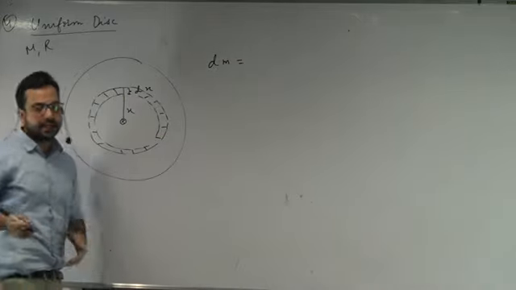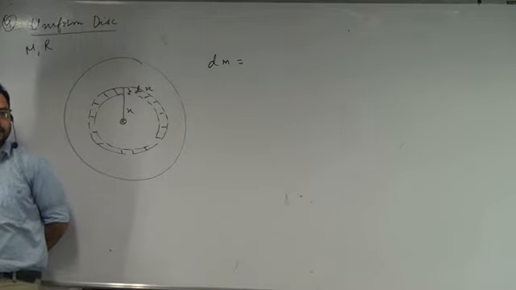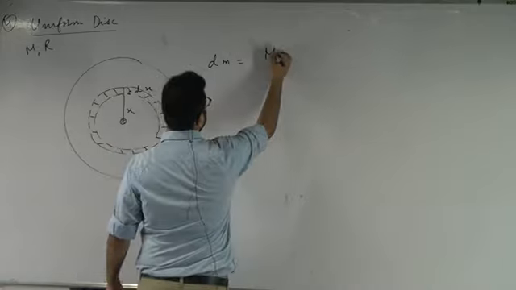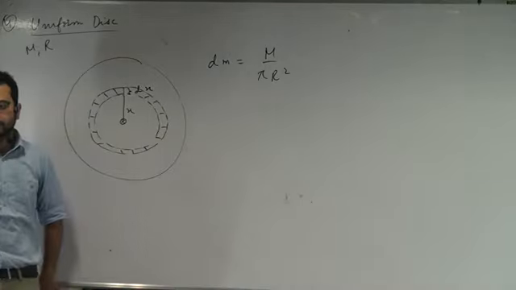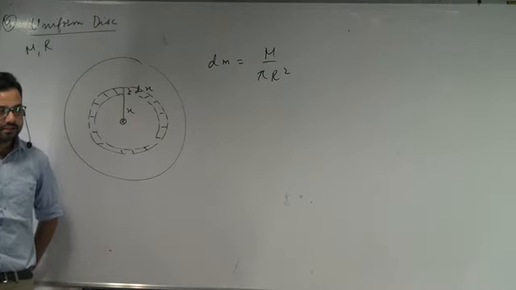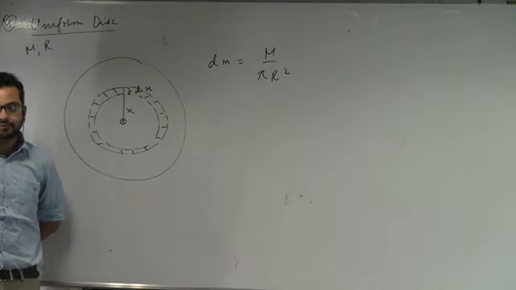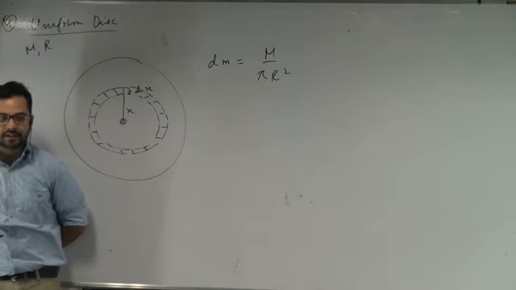Okay, अब इसका dm मेरे को बताओ. Mass per unit area into the area. Okay, mass per unit area. Mass per unit area into the area. Area क्या होगा? 2 pi r dx. 2 pi r नहीं, 2 pi x dx.